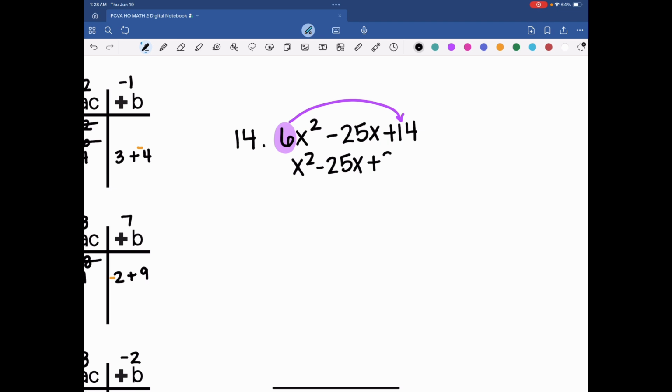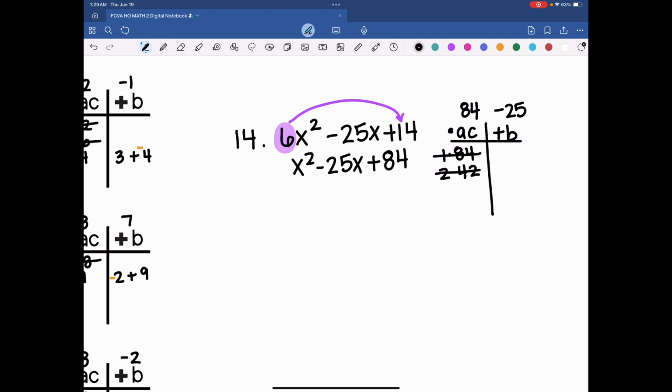plus 84. Okay, so we need to find two numbers that multiply to give us 84, the a times the c, but add to get the b, which is negative 25. So obviously I could do like 1 and 84. That's not going to be close enough. So then I have 2 and 42. That's not going to be close enough.